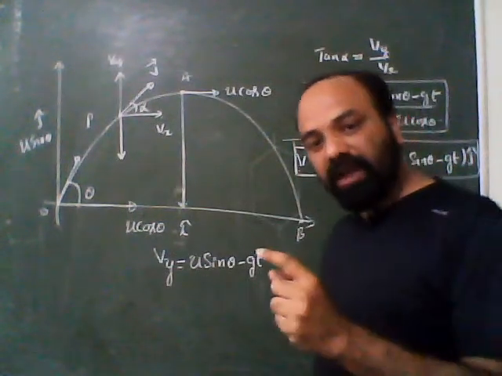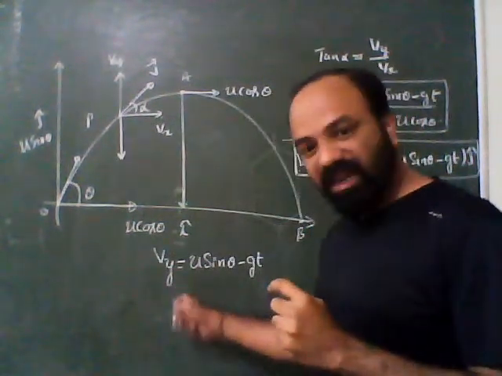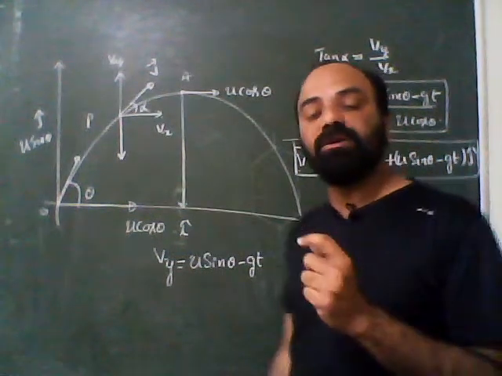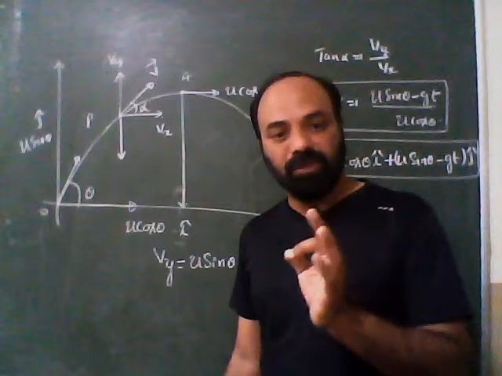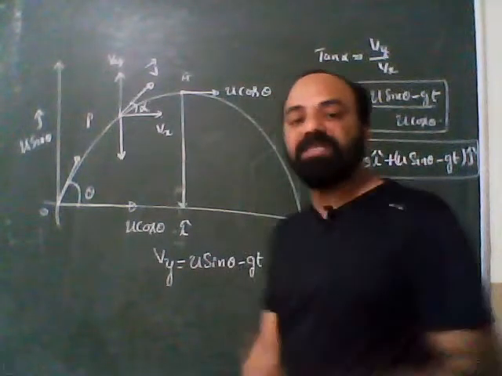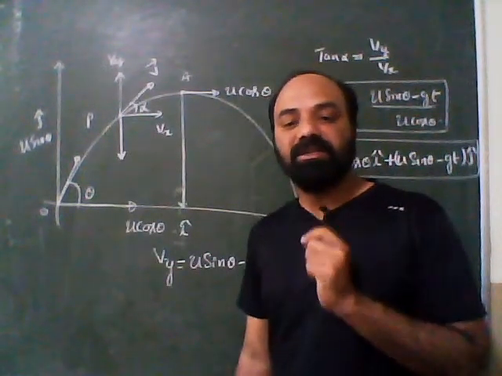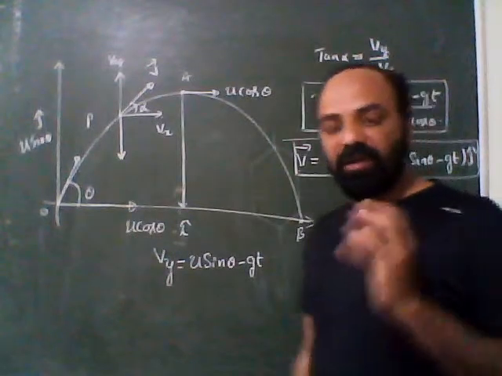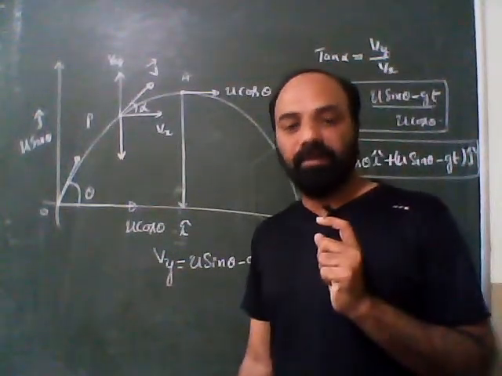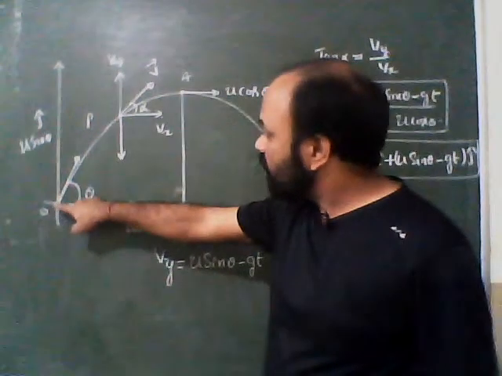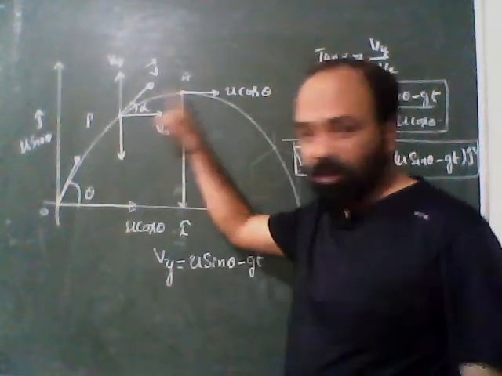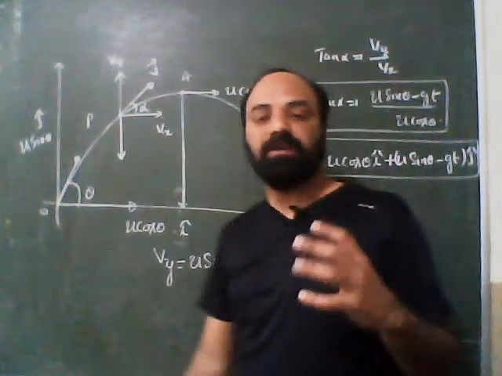At a particular time, what happens? The vertical component of the velocity becomes 0. At what time does the vertical component of the velocity become 0? That time is called the time of ascent. So normally we have the definition. What is time of ascent? The time taken by the body to reach the maximum height, means the time taken by the body to travel from point O to point A.